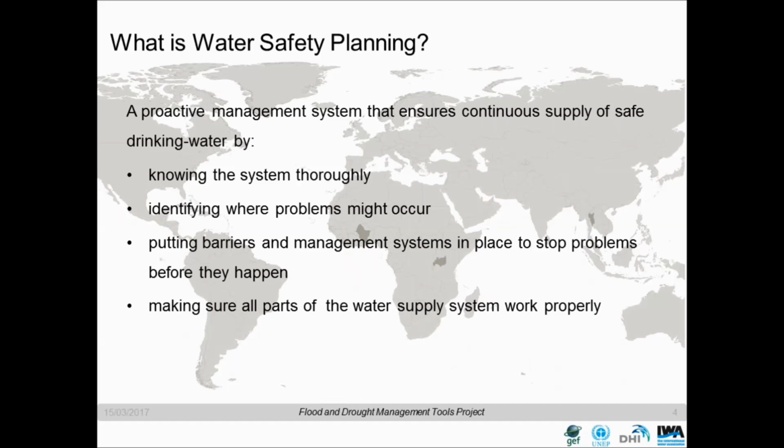The unique thing with the WSP as a management system is that it is proactive as opposed to reactive. And this is achieved by having a very good knowledge of the supply system and being able to identify where problems might occur, and also putting barriers and management systems in place to stop any problems before they even occur. WSP also makes sure that all parts of the water supply system are working properly and in harmony.